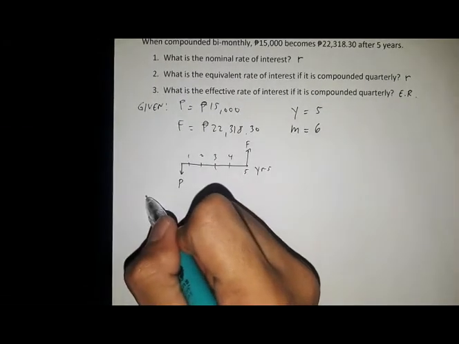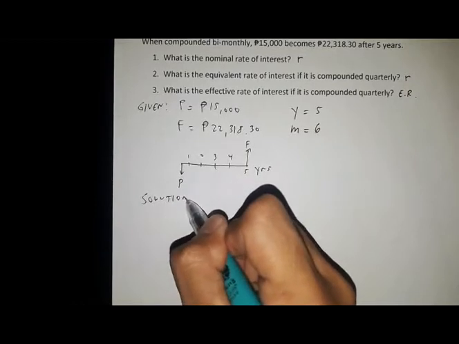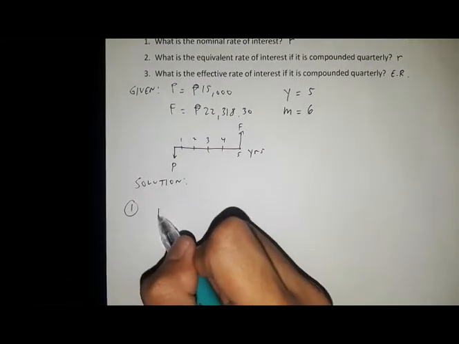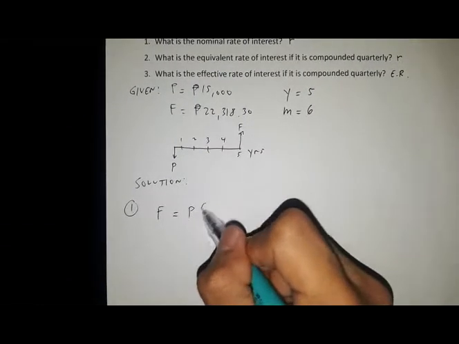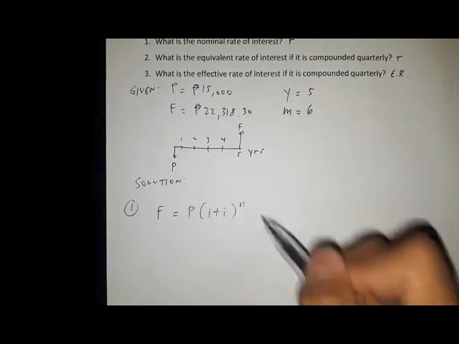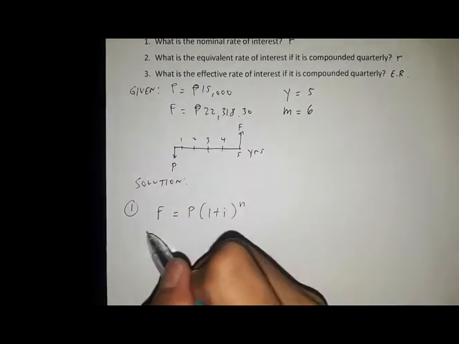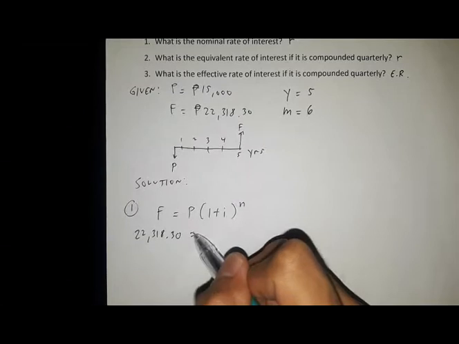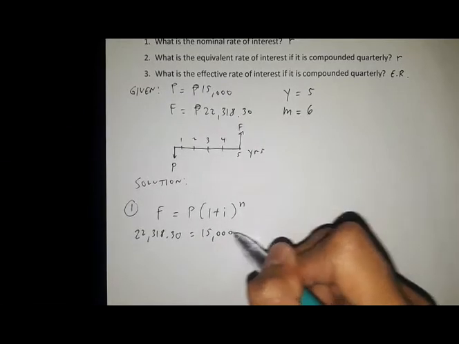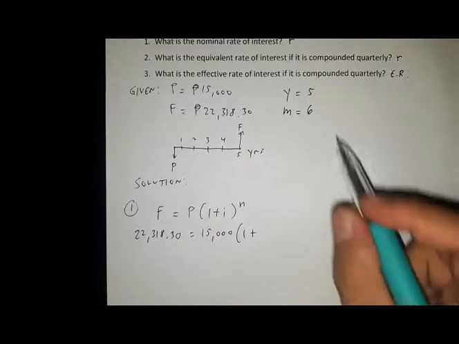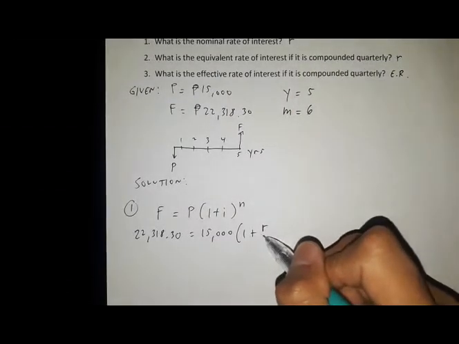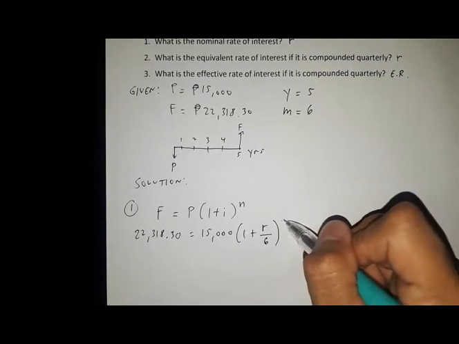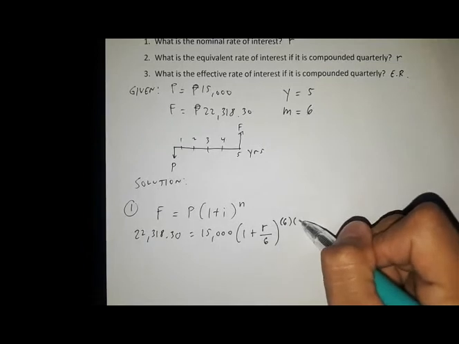Now for the solution, for number 1, we have F is equal to P times 1 plus i raised to n. So by substitution, we have 22,318.3 equals P of 15,000 multiplied by 1 plus i. So we're looking for the value of R, so i is R over M of 6 raised to n, so that will be 6 times 5.